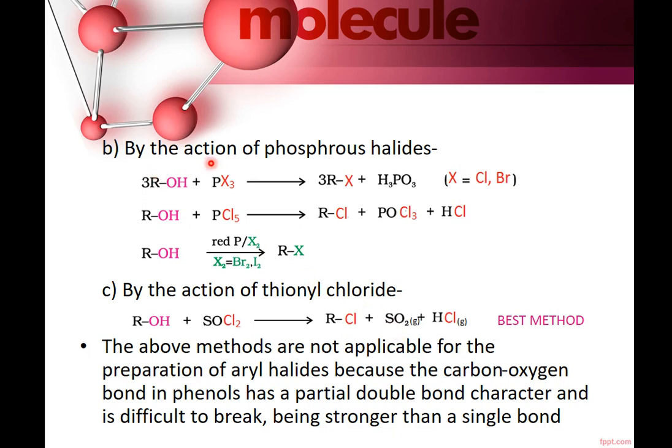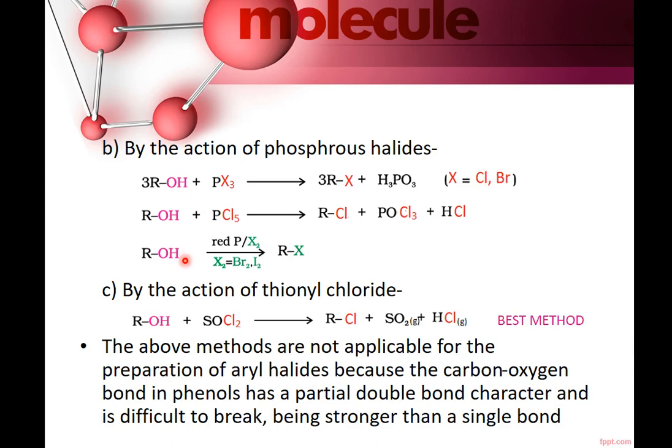Then we have the action of phosphorus halides. Phosphorus halide PX3. So you will get RX plus H3PO3. Instead of trihalide, if you are taking pentahalide, say PCl5, then the main product is the same, but the difference is in the side product. Here the side products will be POCl3 and HCl.